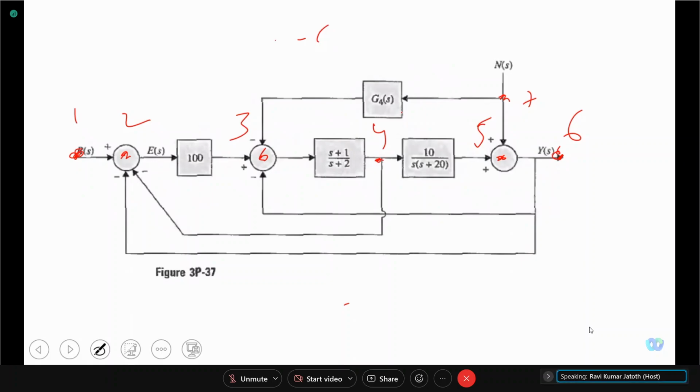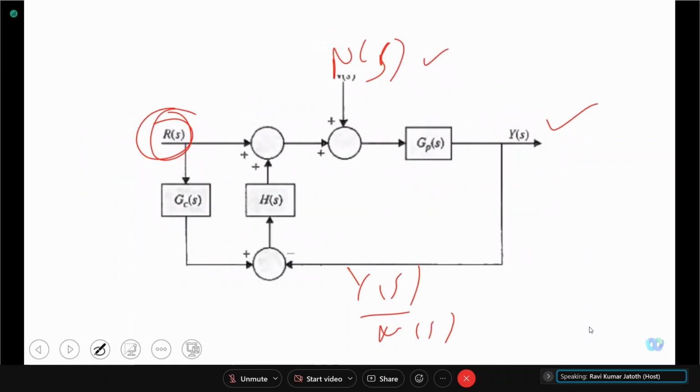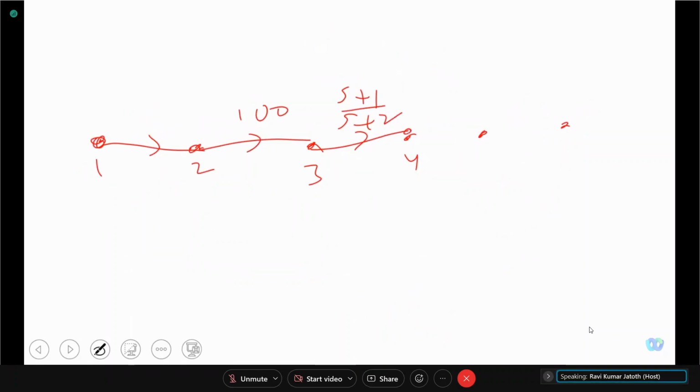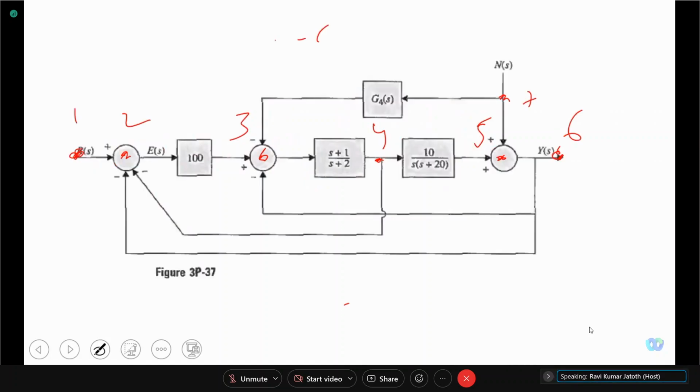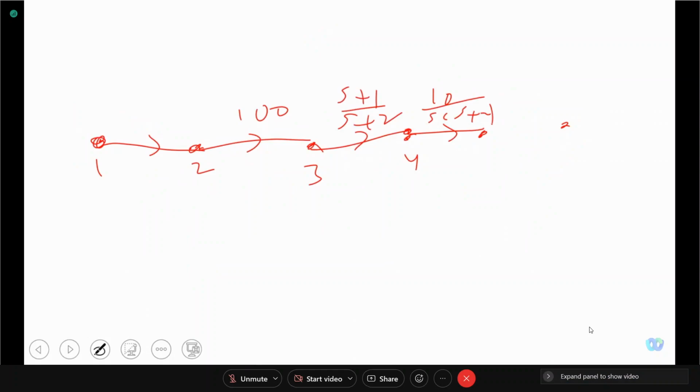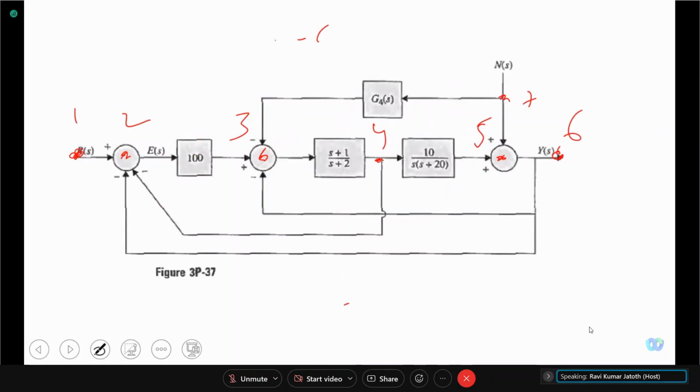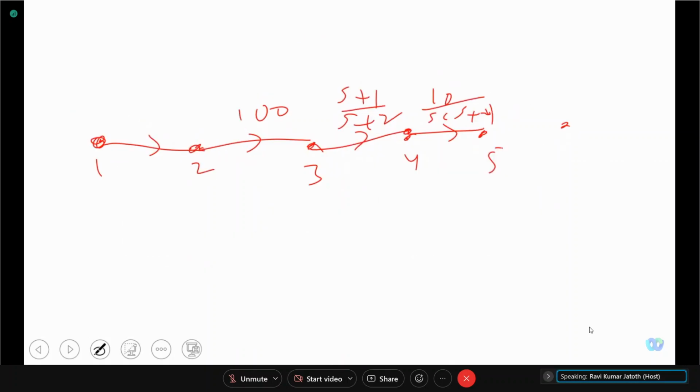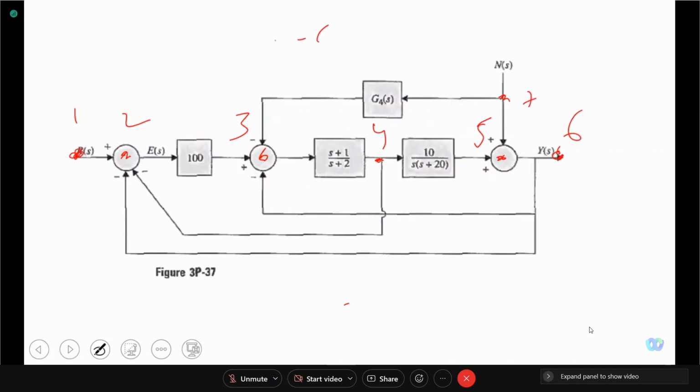S plus 1 by S plus 2. Right, 4 and 5. So 4 and 5. 10 by S into S plus 2, or S plus 20. Right, and 5 and 6. The gain is 5 and 6.